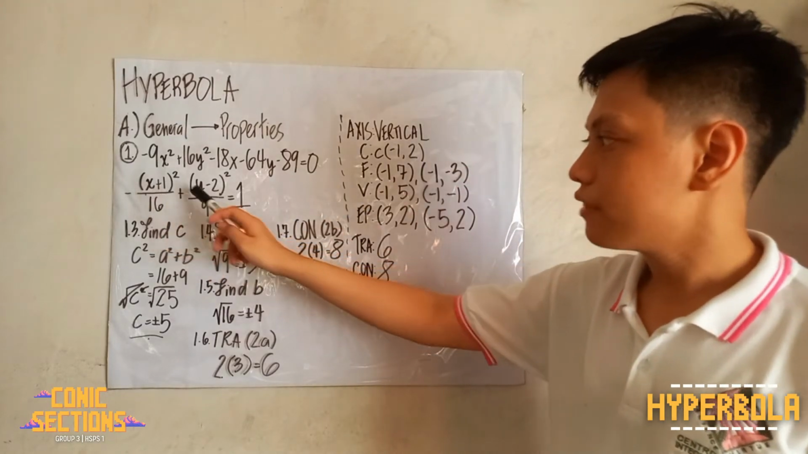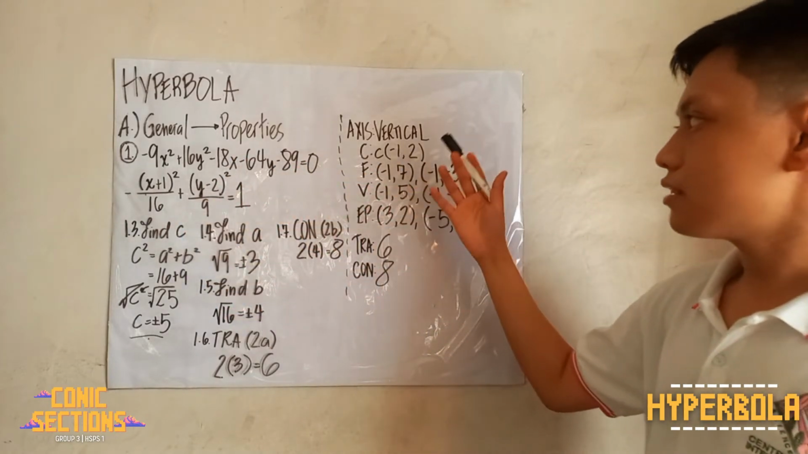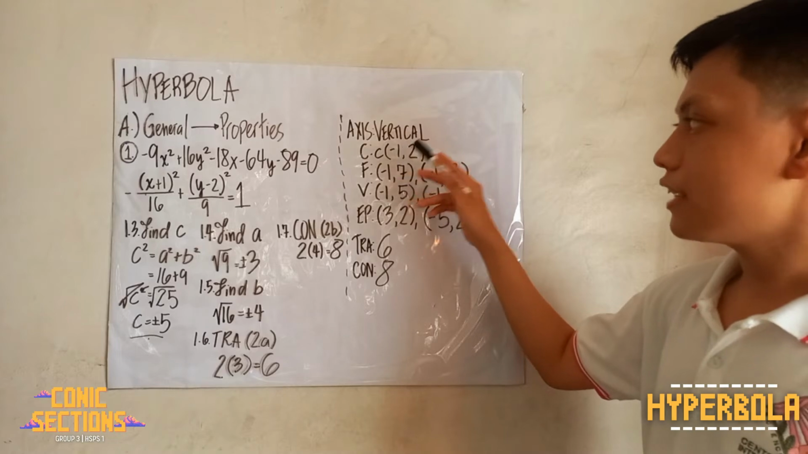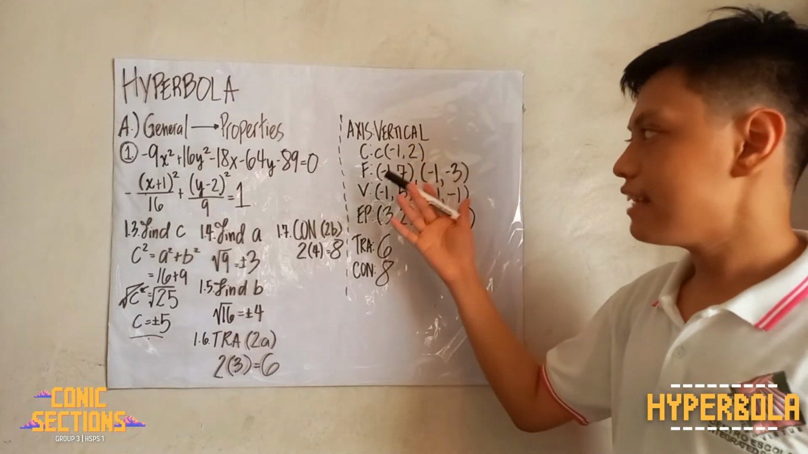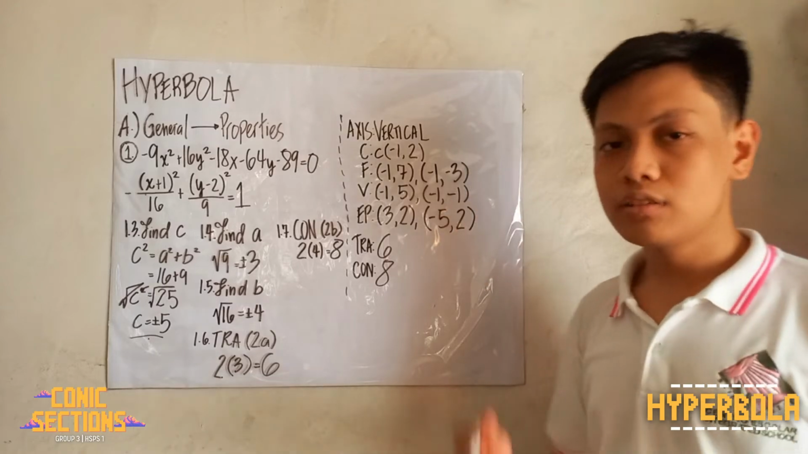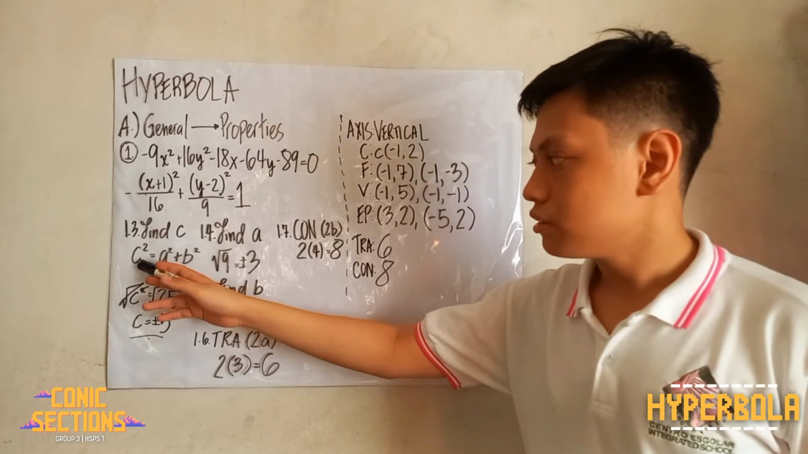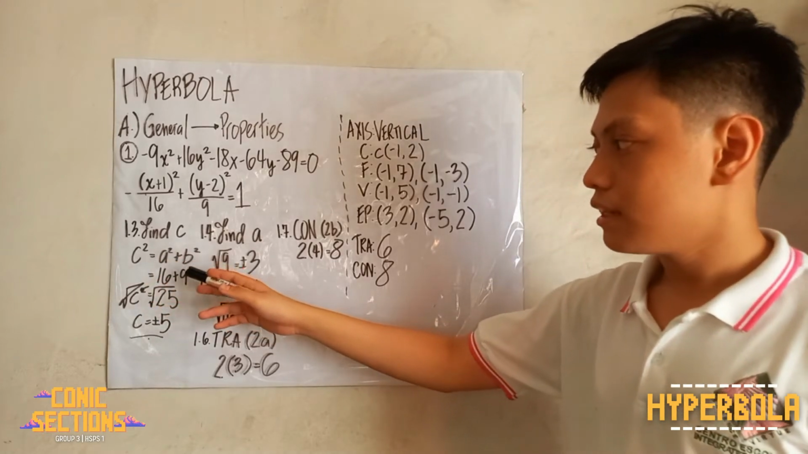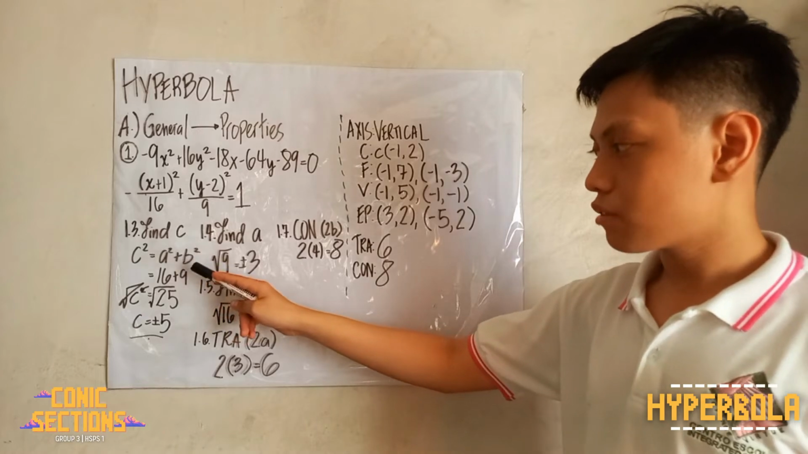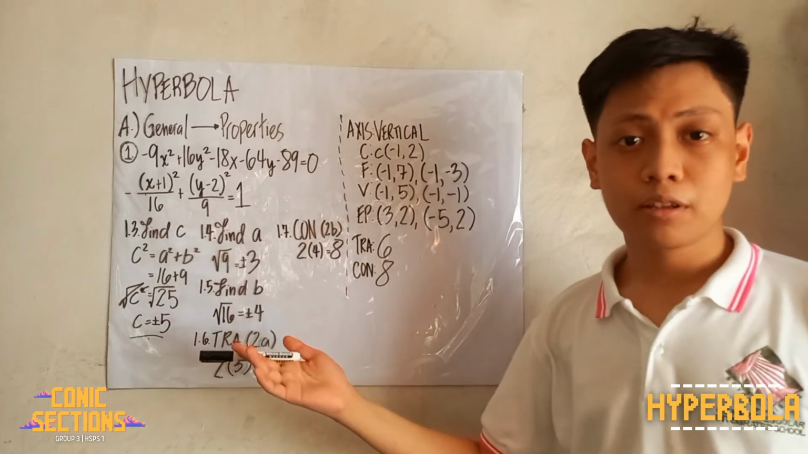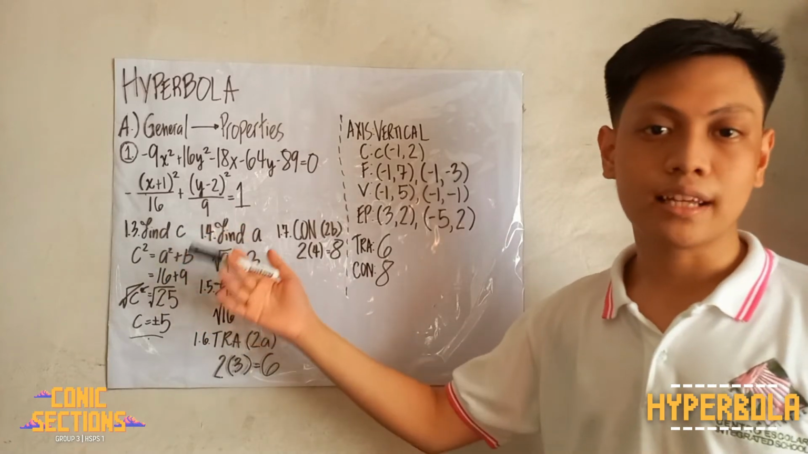We have 1 and negative 2. So, we invert the signs, and thus our center is negative 1 and positive 2. Now, for finding the foci, we need to solve for C first. This is the equation used in finding C: C squared equals A squared plus B squared. Almost similar to the ellipse, but this time we'll be adding A squared and B squared.